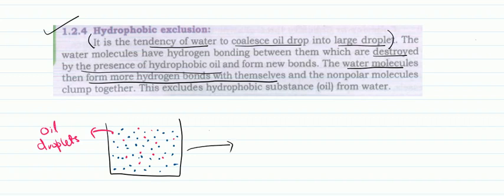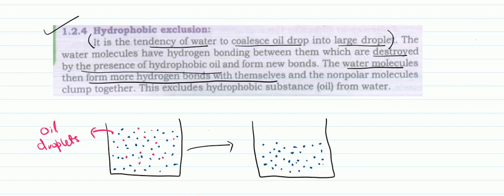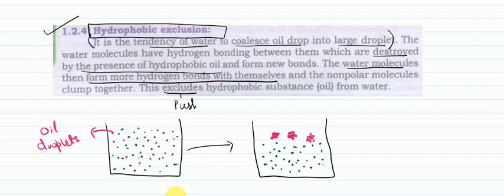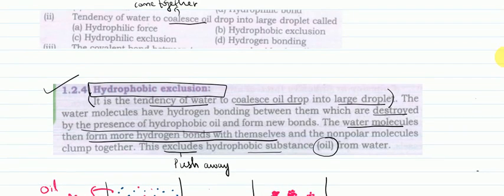So what will happen now? The water molecules will come together and attract each other, and the oil droplets are pushed together, clump together, and form a large oil droplet. It means the oil droplets will coalesce into a large droplet, right? This tendency of water is known as hydrophobic exclusion. Why do we give it this name? Because exclude means push away hydrophobic substances like oil from the water. So the correct answer is option B, hydrophobic exclusion, right?